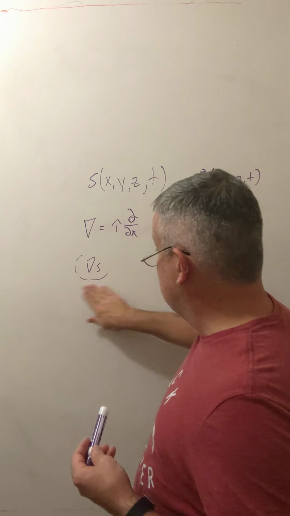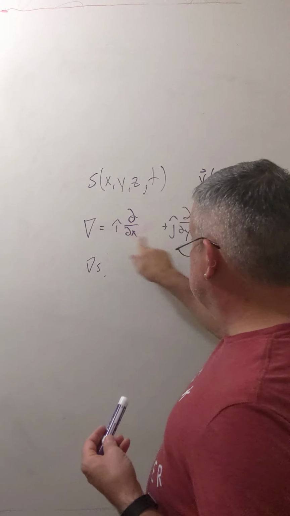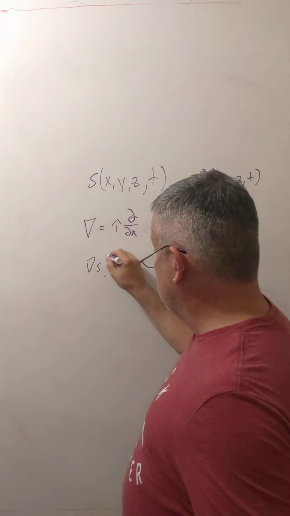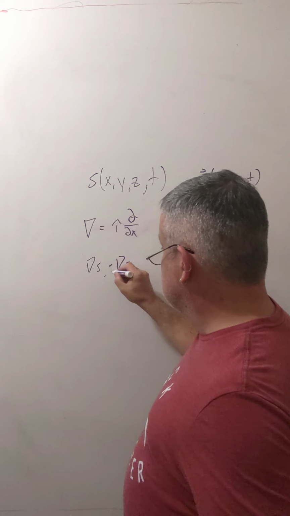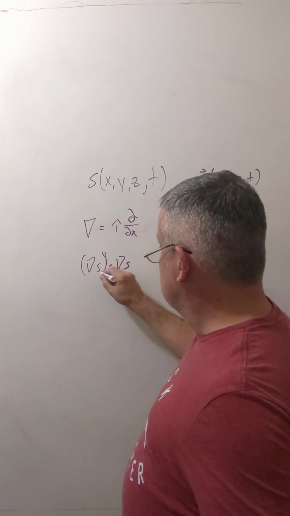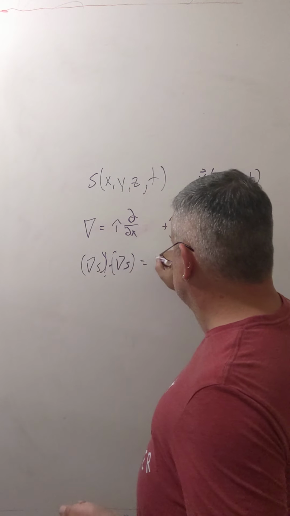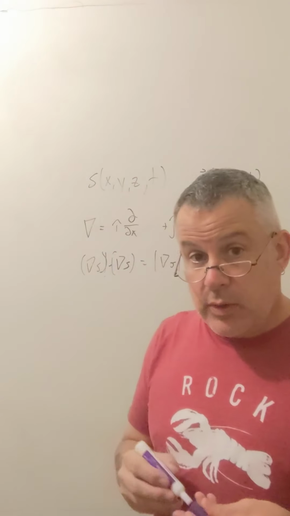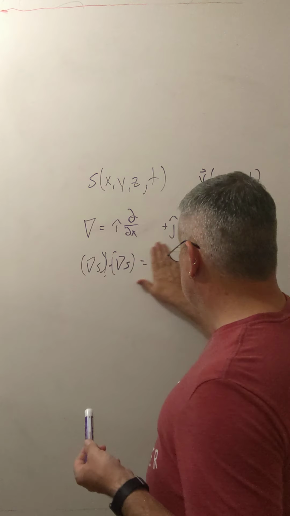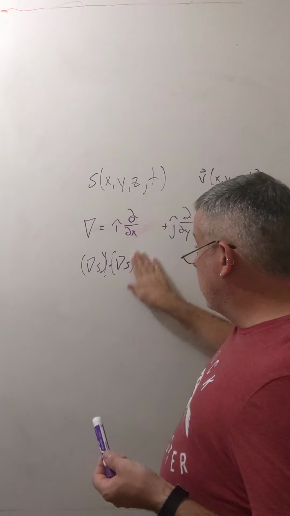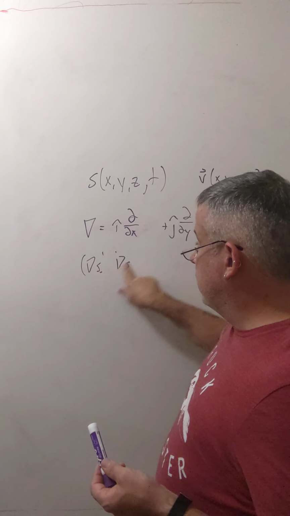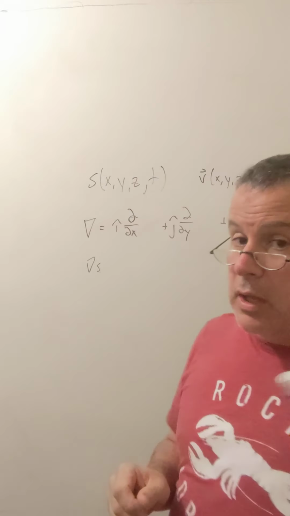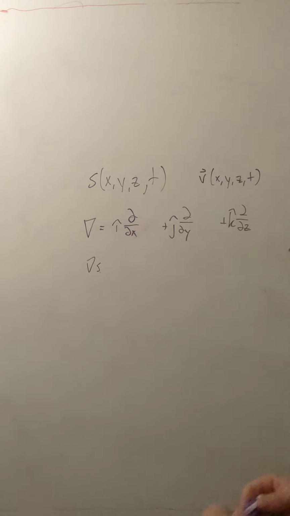So the gradient of the scalar has a direction, which it inherits from these basis vectors. It has a magnitude, which I could imagine by taking the gradient of s dotted with the gradient of s, and that would be the magnitude of the gradient of s squared, and that's a real thing. Okay, that's a scalar. So it obeys the properties of vectors, but it is a differential operation on a scalar.